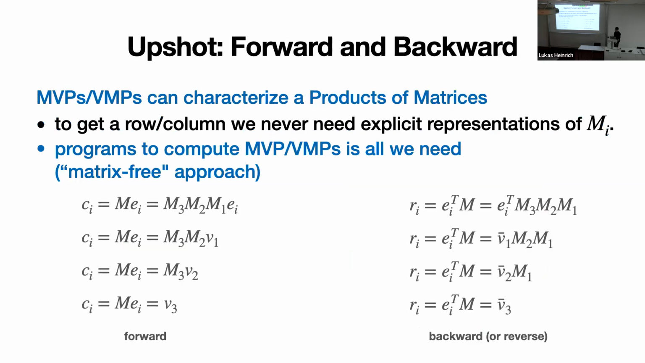So basically, what we extracted now is that using matrix-vector products and vector-matrix products, we can characterize a product of matrices completely lossless in a fully efficient form. And we never need an explicit representation of any of the internal matrices. None of these internal matrices has to be a table, right? We only need a black box, like a program, where we stick in a vector and it gives us the matrix-vector product, or we stick in a vector and it gives us the vector-matrix product.